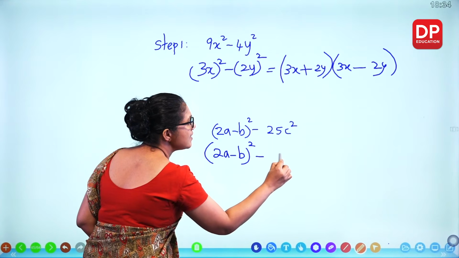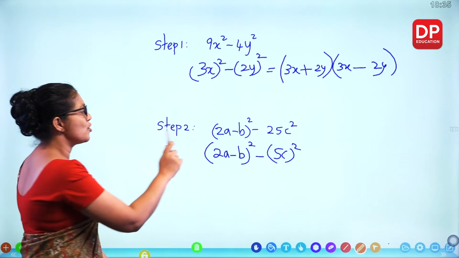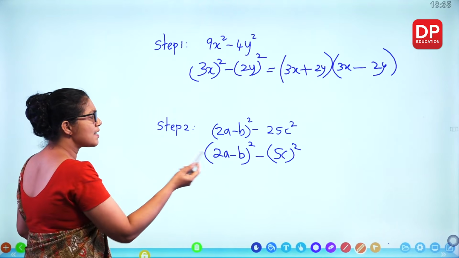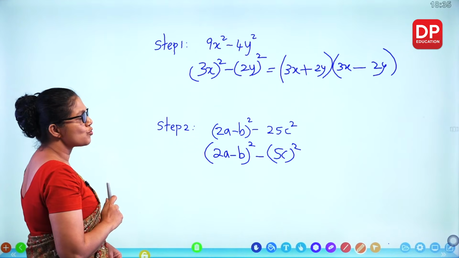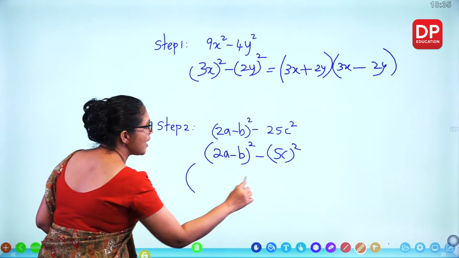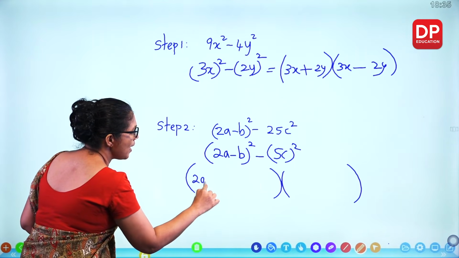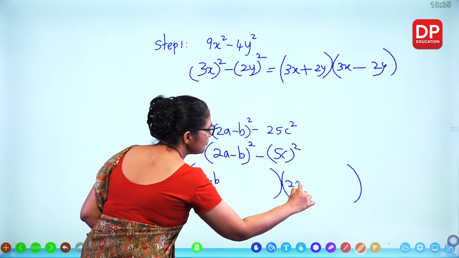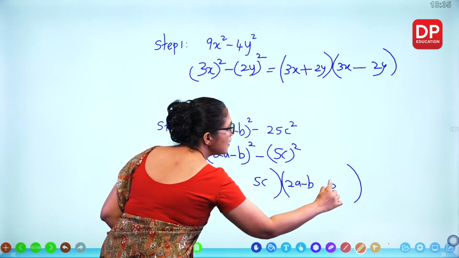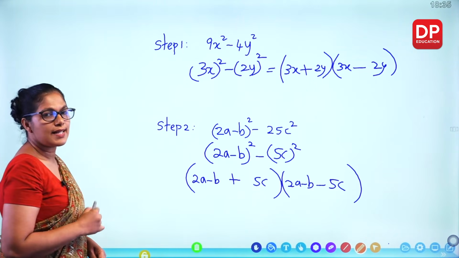So I can write this one as 5c whole thing squared. So now two square terms with a minus sign in between. So straight away this is the difference between two square terms. You can use the formula. So what we can do, you can open two brackets. First term is 2a minus b. Last term is 5c. One is positive and the other one is negative.